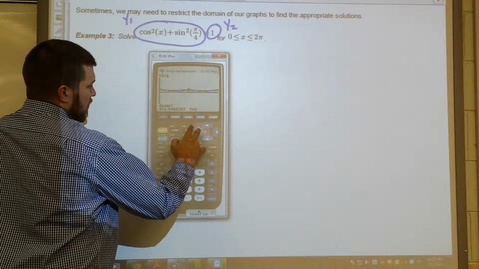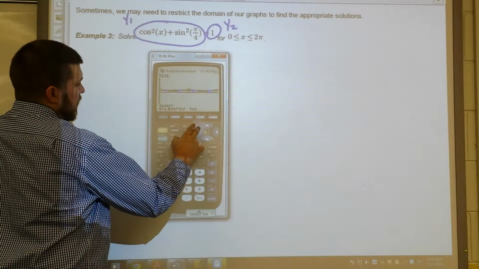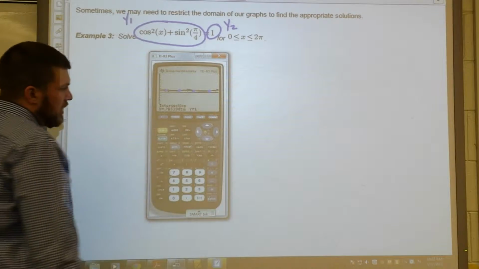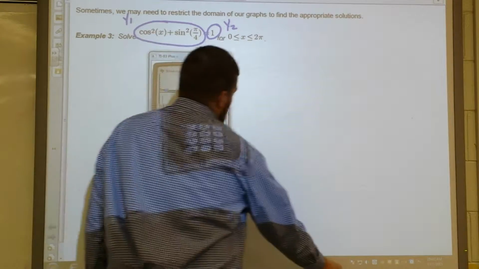and guess. I'm going to go and move my cursor all the way to where I think the first point of intersection is. And I get 0.78, so x equals 0.78.